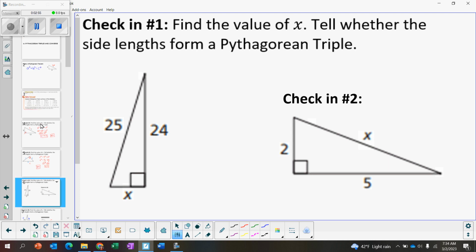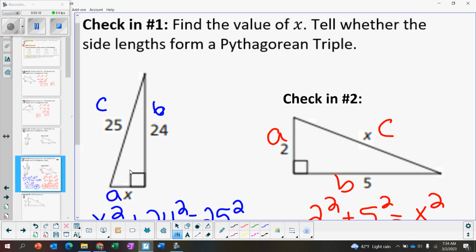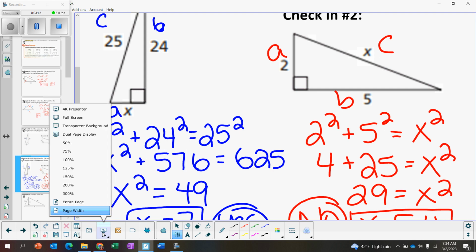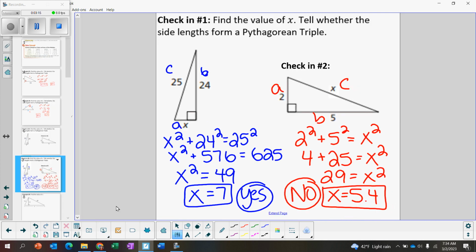You go ahead and try the next two. Pause, and when you're ready to see the answer, hit play. All right, let's get this so we can see the whole thing. For the first one, we get x is 7, and yes, that is a Pythagorean triple: 7, 24, 25. For the second one, I get 5.4, so no, that was not a Pythagorean triple.